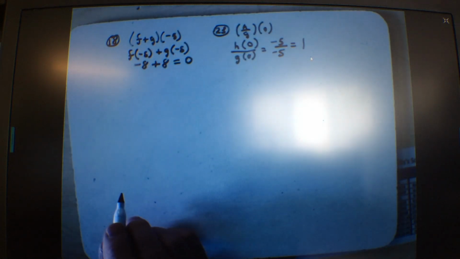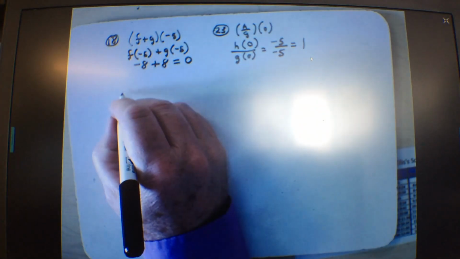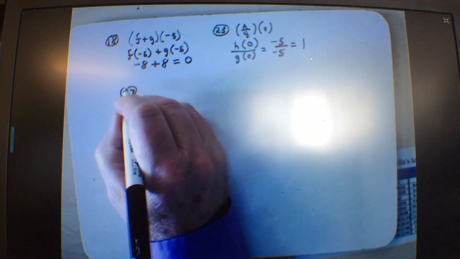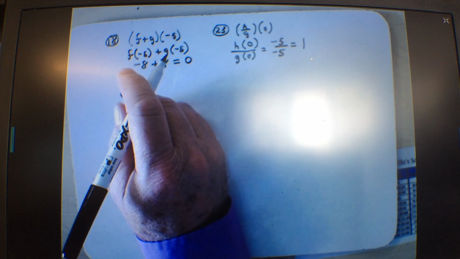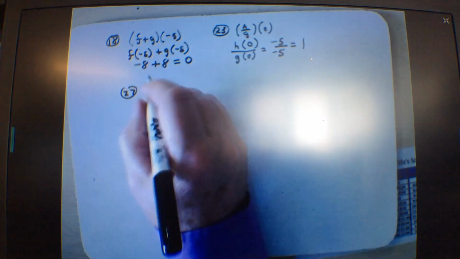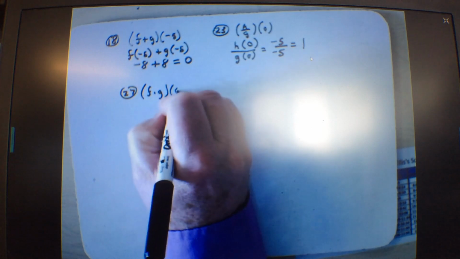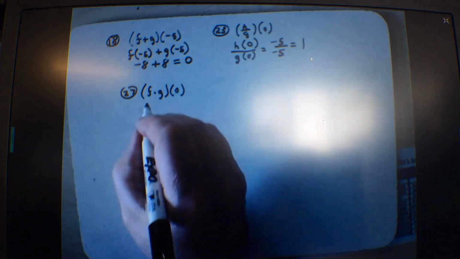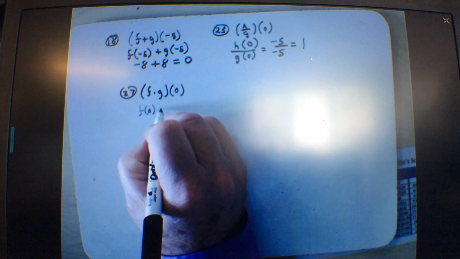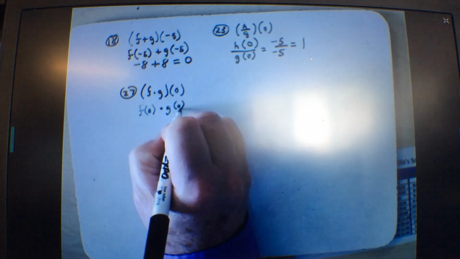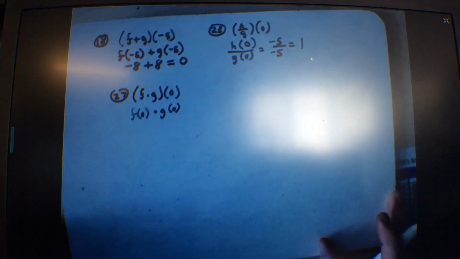Okay. Now let's take a look at 27. 27 says f times g of 0, correct? So that means f of 0 times g of 0. Now I'm going to slide the book over. I think you might be able to see this. I'm hoping you can. It has the answers.